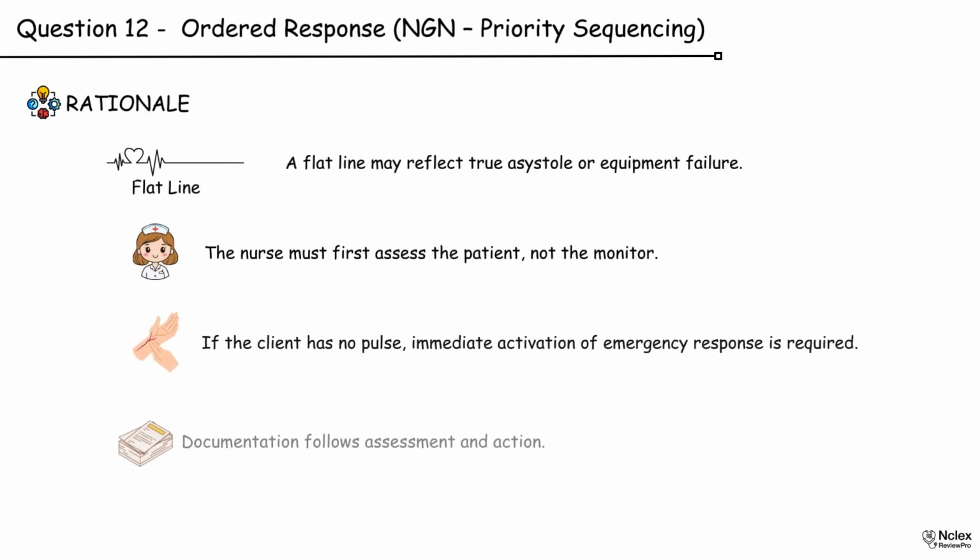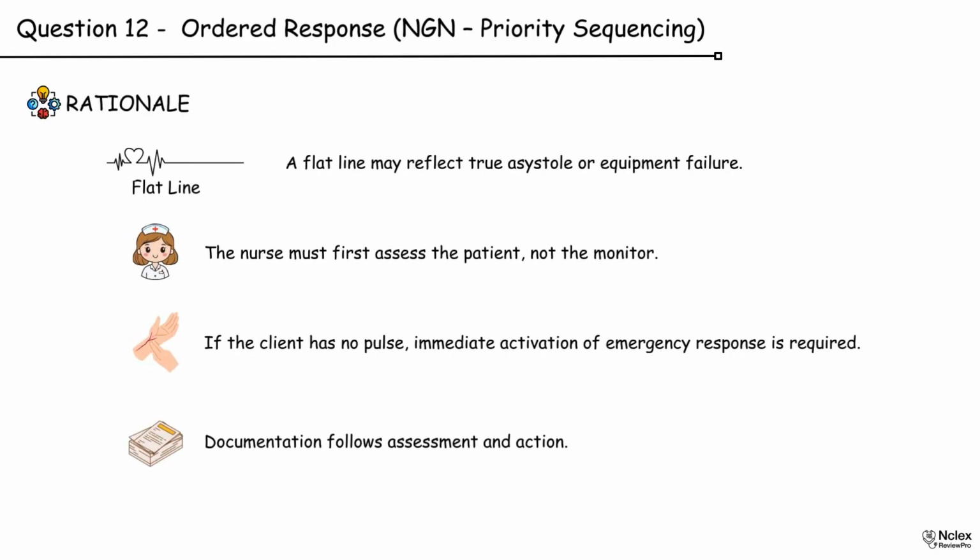Now let's break this down carefully. A flat line on the monitor may represent true asystole, but it may also represent lead disconnection, loose electrodes, or equipment malfunction. You never treat the monitor first. You assess the patient. Check responsiveness. Check breathing. Check for a pulse. If the patient is pulseless, that is a cardiac arrest, and you activate the emergency response system immediately. If the patient has a pulse and appears stable, you then check the equipment.